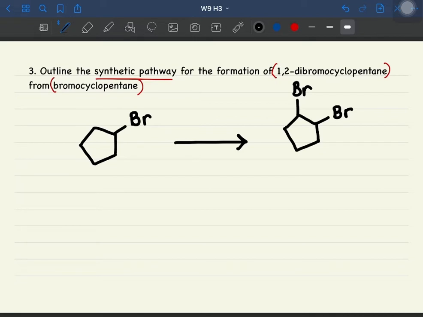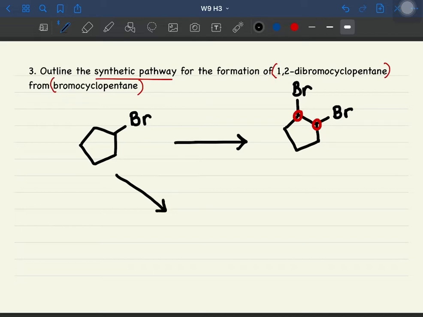So since we have this haloalkane, we can first form the alkene. How do we know this? By looking at this 1,2-dibromo, means we're going to involve the 2 carbons. So the only class of compound that consists of 2 carbons to be used at the time is the alkene. So we are going to first form the alkene. So maybe you have this alkene here.